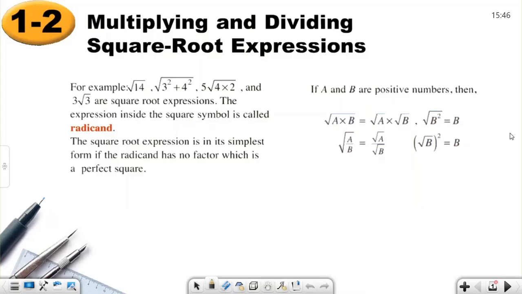Okay everyone, this video is for 9th graders, chapter 1, section 2: multiplying and dividing square root expressions.